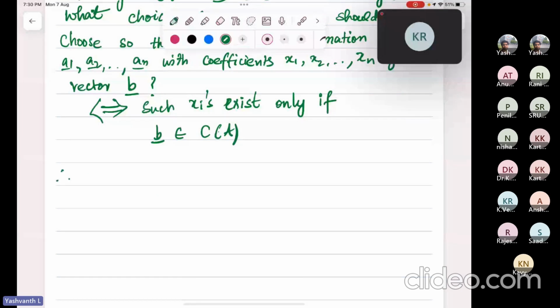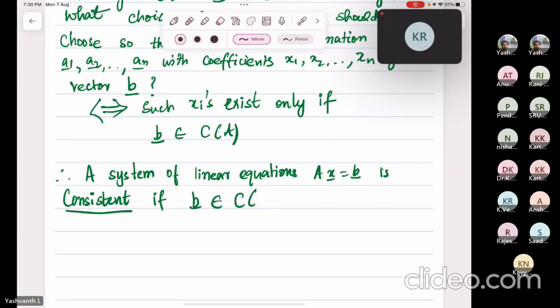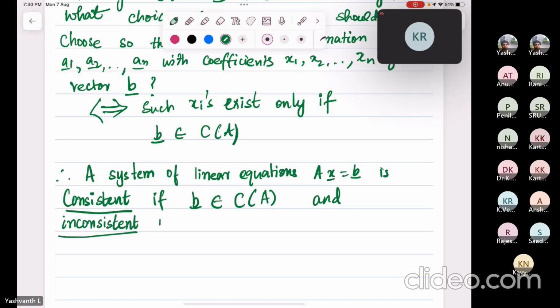Therefore, a system of linear equations Ax equal to b is consistent if b lies in the column space of A and inconsistent if b does not lie in the column space of A.